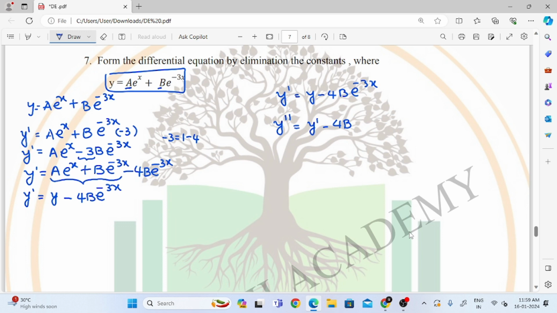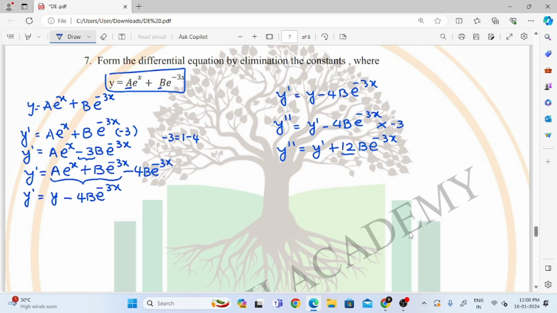Okay, let's continue. e raised to minus 3x, and the derivative of minus 3x is minus 3. So what we get is y dash, this minus minus becomes plus 12b e raised to minus 3x. So y double dash is equal to y dash plus 12b e raised to minus 3x.